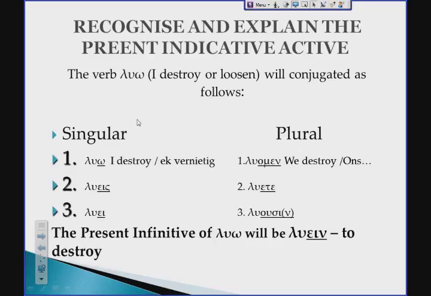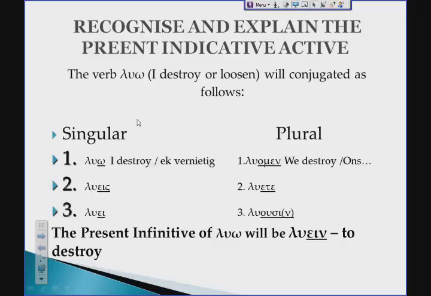And then there is also the present infinitive of luo. The secret is always looking at the endings. Look at the ein ending. It's in the present infinitive, and that is to destroy. When you translate it, luein, to destroy. It's different from luei. It's different from lueis. It has the n at the end, and it will mean to destroy.